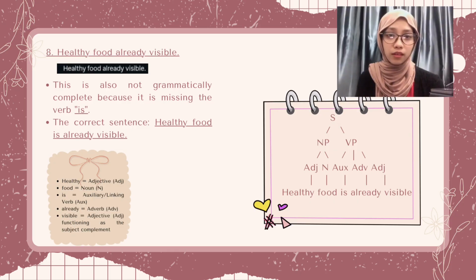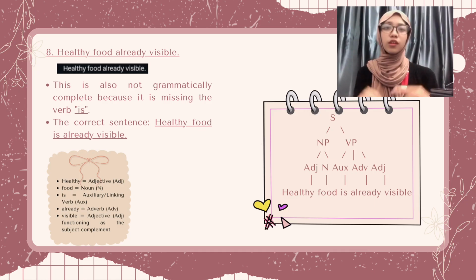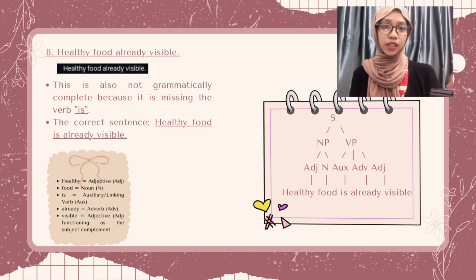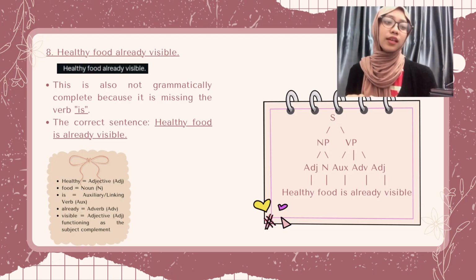So I will explain the tree diagram. From the top we have S, which is the sentence. The sentence is also divided into two: NP, noun phrase, and VP, verb phrase. Now for the noun phrase, we have "healthy". The word "healthy" is an adjective. It describes the noun. And then we have "food". Food is a noun. It's the head of the noun phrase and functions as the subject. So together, "healthy food" forms the subject of the sentence.